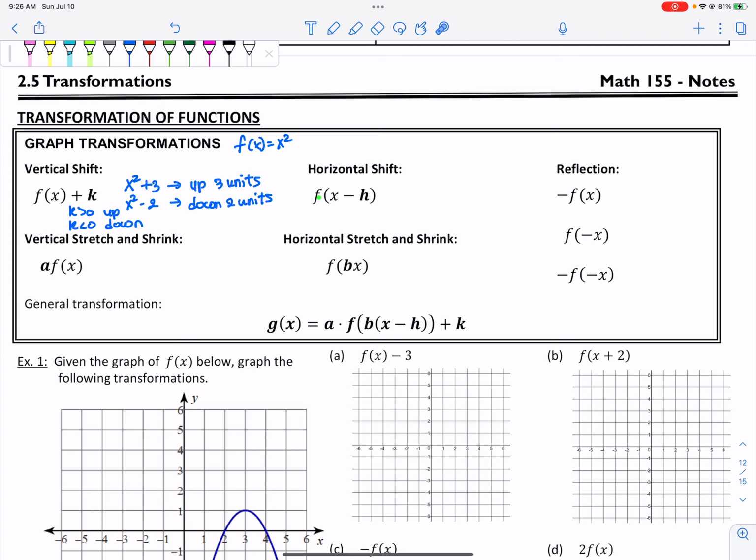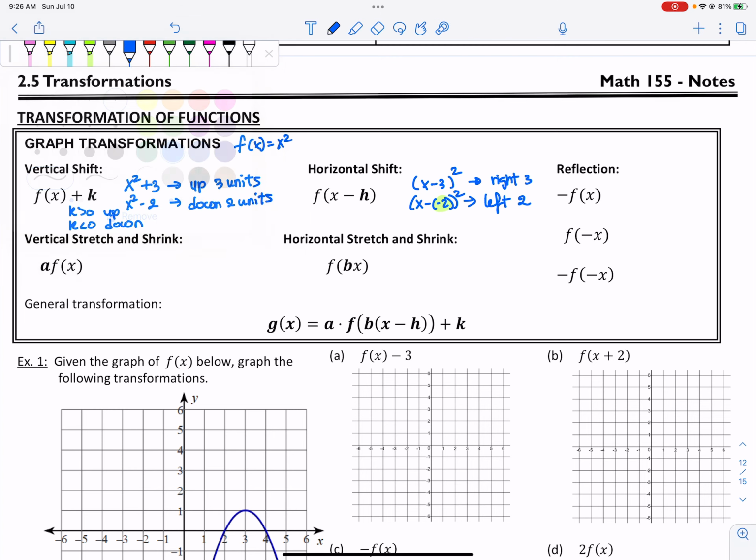Horizontal shift. If we see f of x minus h, if the input is changed to x minus a number, then you're going to see a horizontal shift. So for example, the input instead of being x is going to be x minus 3 squared. That's going to tell us that the graph is shifted to the right 3 units. And if we see x minus a negative 2 in parentheses squared, that means the graph is shifted to the left 2 units. And notice that negative 2 is an indication that it's going to move to the left.